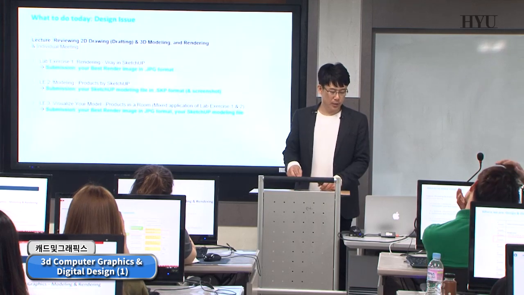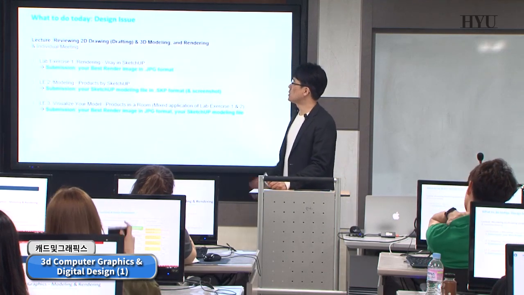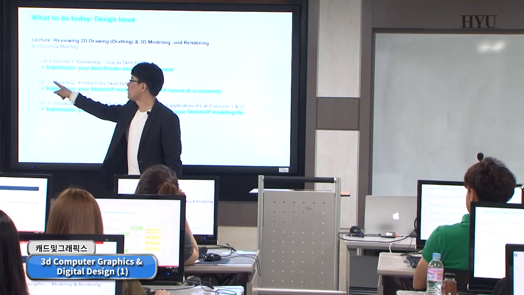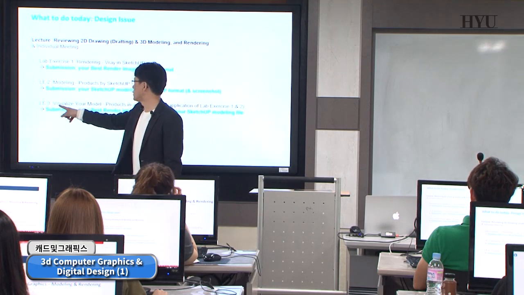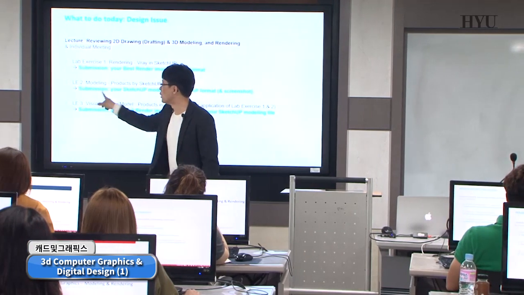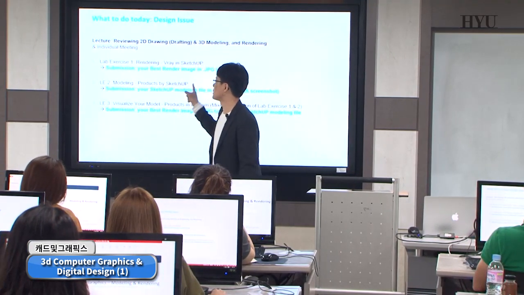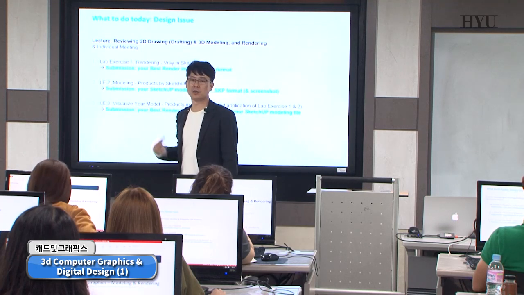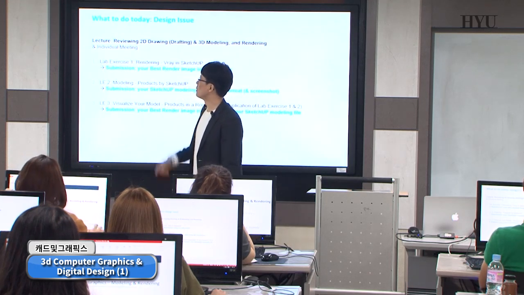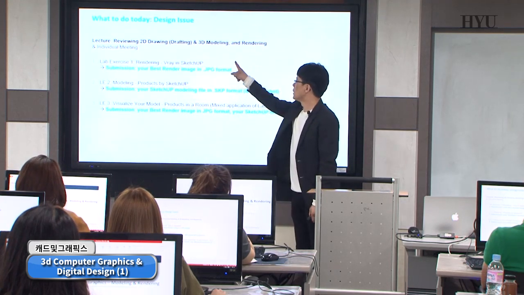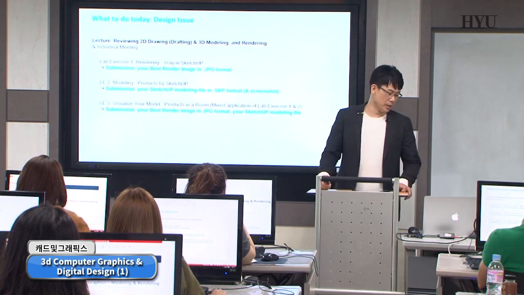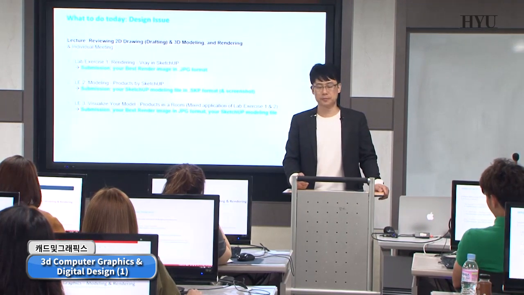Okay, what to do today here? Very simple, 3 lab exercises. First lab exercise, rendering. Second one, modeling. Third one is visualize your model. In other words, visualize the model you have learned in lab exercise number 2, using some more architectural building modeling as well as some application of the rendering skill learned in lab exercise number 1. So we're going to walk through lab exercises 1 and 2 as well as some part of 3, and then you will be in charge of handling lab exercise number 3.